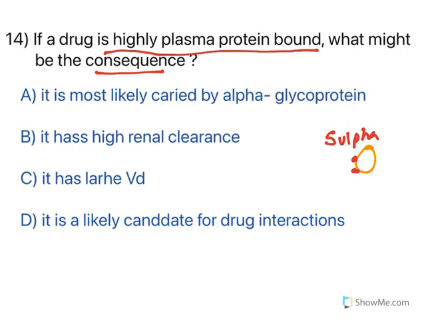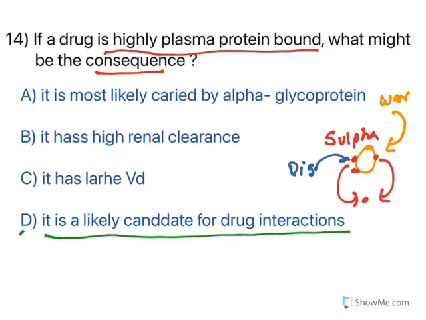But there are some other drugs which can also bind with plasma proteins, like digoxin. When digoxin comes, it replaces sulfa drugs, and sulfa drug concentration increases in the blood. That may cause a different kind of interaction. Similarly, warfarin is also plasma protein bound. That will displace the already present plasma protein bound drug, and that increases the concentration. So with this kind of drugs, it is a likely candidate for drug interaction. So option D is the correct answer.